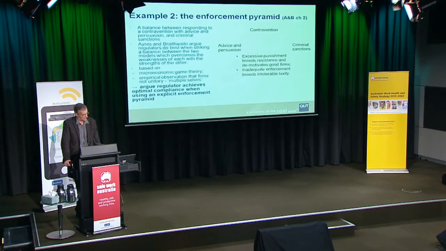And the problem with both of those approaches is that if you take the approach of excessive punishment, if you reckon that every single contravention should be prosecuted, what happens is that firms who are trying to do the right thing, who are motivated to comply, are likely to be demotivated, likely to become resistant to regulation because they feel they're on the right track and that the punishment's excessive. If, on the other hand, you only advise and persuade, the result can be intolerable laxity and low levels of compliance. So Ayres and Braithwaite, or particularly John Braithwaite, noticed that really master regulators were adopting a different kind of approach and adopting the strengths of each of the advise approach and the punish approach to cover up the weaknesses of the other approaches.